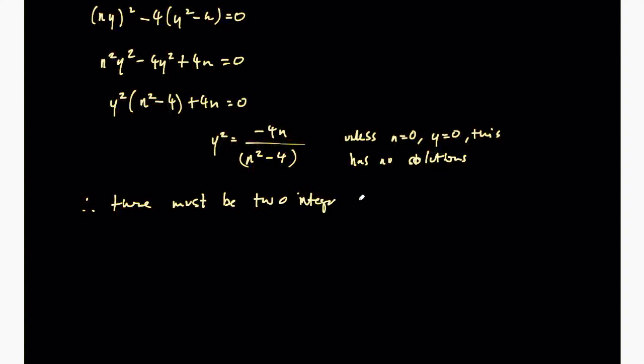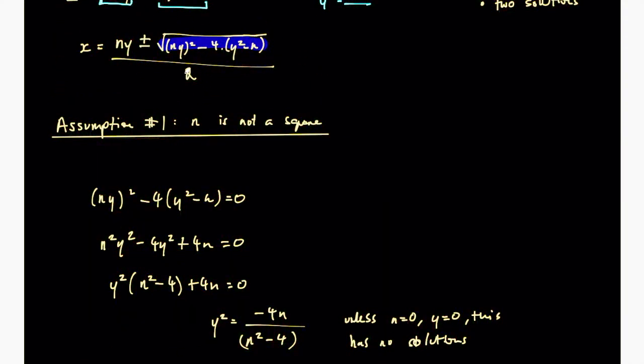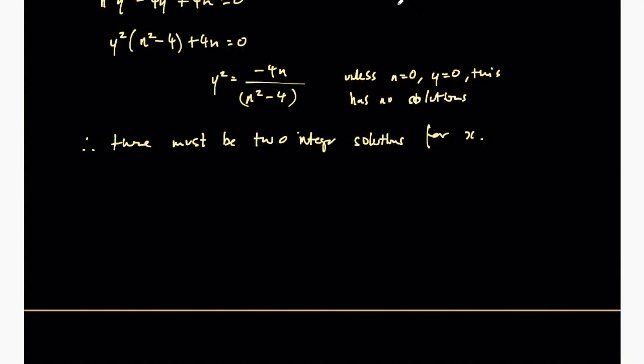integer solutions for x. That's important that they're integers because everything in this quadratic is an integer, so x will have to end up being an integer. Well, actually, no, I haven't proved that yet, but that is coming. So there are two solutions, I should say. I haven't actually proved they must be integers yet. So there are two solutions for x.